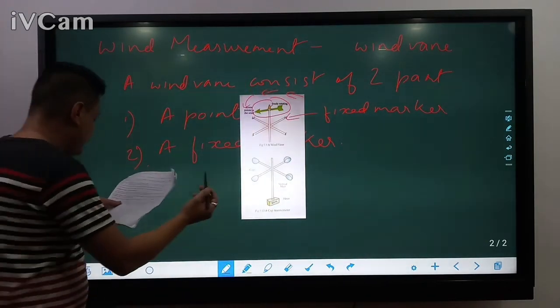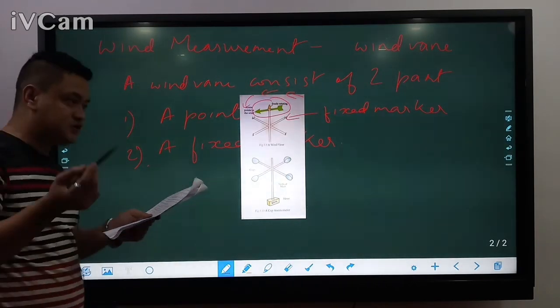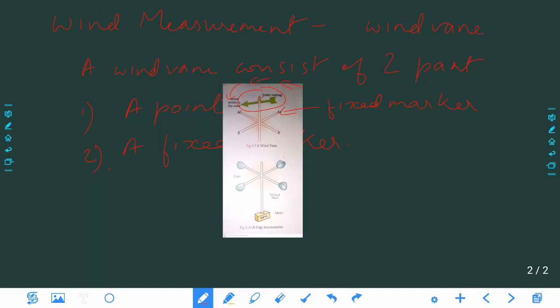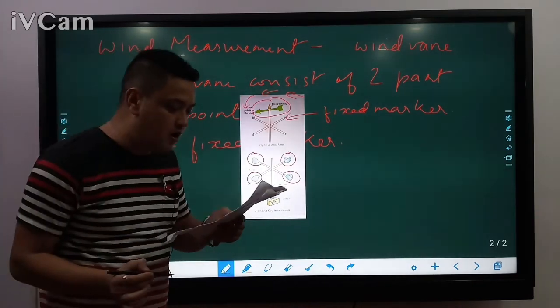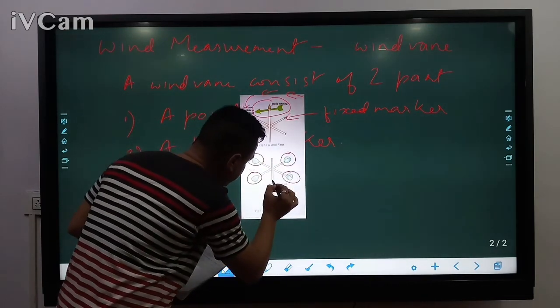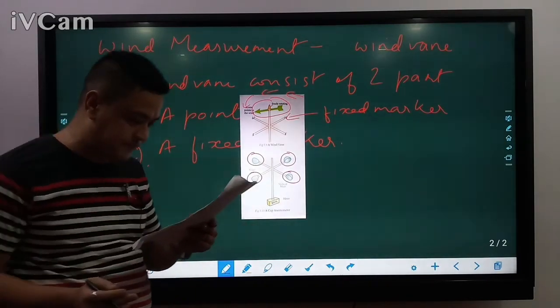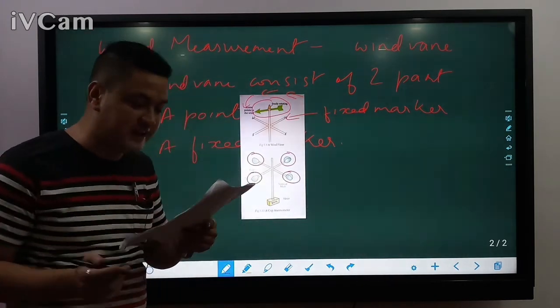The second instrument is the anemometer. The speed of the wind is measured by an anemometer. It has four semicircular cups. Now you can see there are cups like a bowl. There are half circle cups that are fixed to a rotating shaft. These cups rotate, and here is the main rod which helps to stabilize the cups. It has four semicircular cups fixed to a rotating shaft with the help of thin rods.